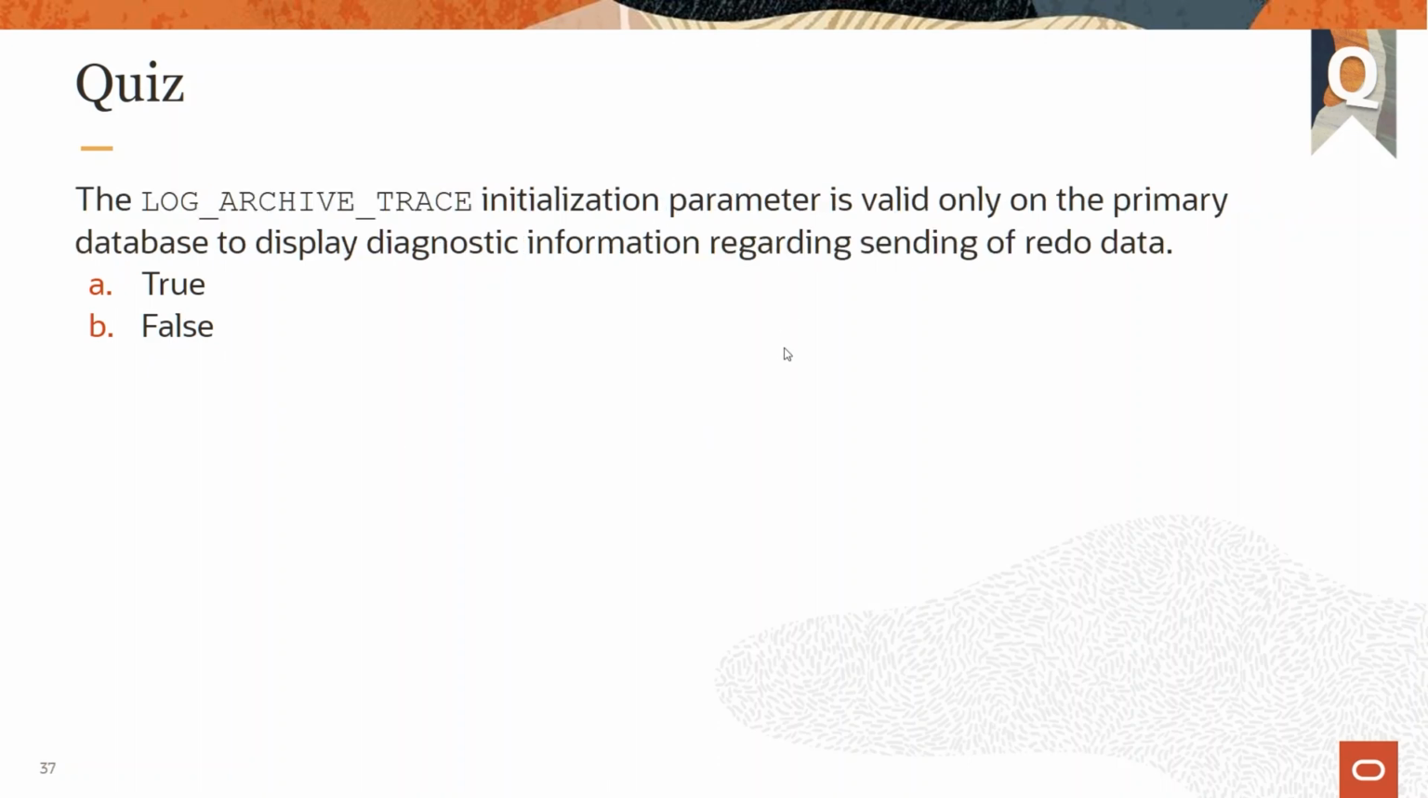And the log archive trace initialization parameter is valid only on the primary database to display diagnostic information regarding sending of redo data. Not really. If you have a physical standby database problem or a logical standby database problem, I can still use log archive trace to capture more information, especially when working with Oracle support.